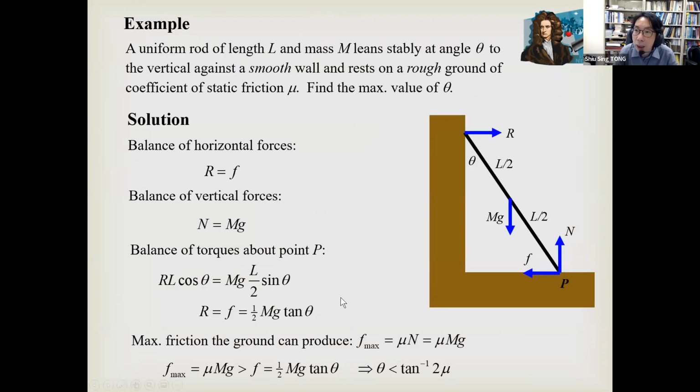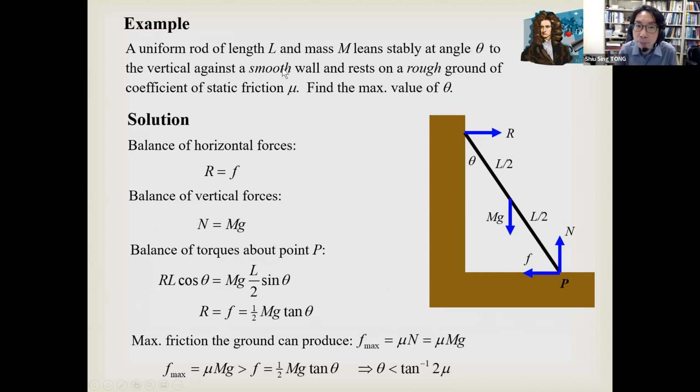So let's have a simple example. I think the example you already have met in your high school study, but I just want to re-emphasize that the equations we use are based on the previous two laws that I have stated. Suppose there is a uniform rod or ladder that leans against a wall. This is a vertical wall, and the ladder or the rod makes an angle theta with the vertical direction. The length of the rod is L and the mass is M.